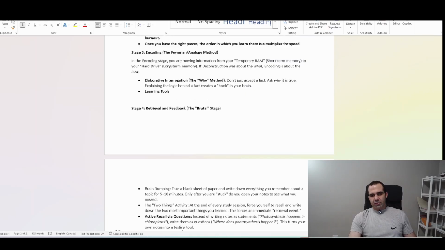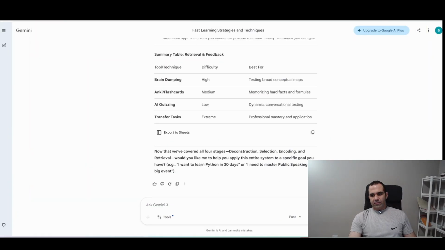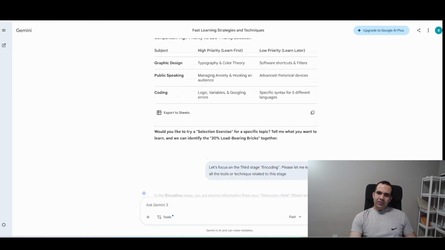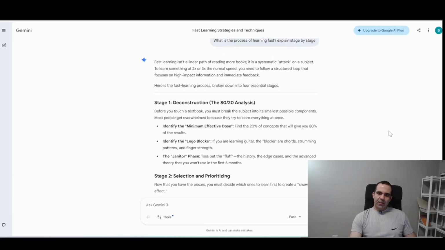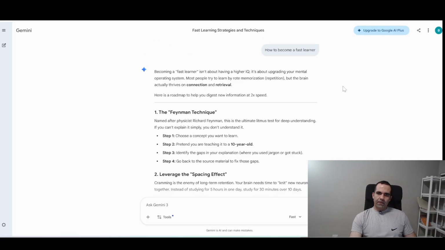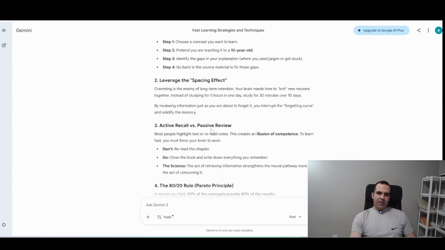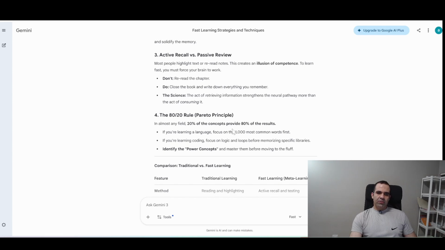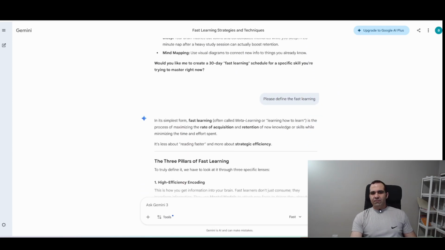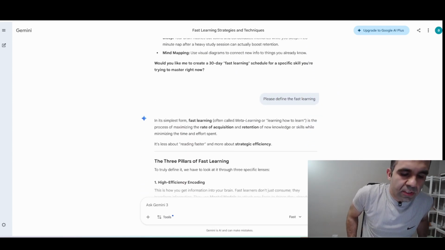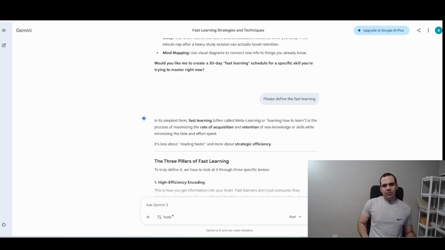So let's compare the two ways of interacting with Gemini. The first way, as you can see: how to become a fast learner. We just get specific tools: the Feynman technique, leverage the spacing effect, active recall, the 80-20 rule. And in the second way, we use a design methodology, environment-based design.